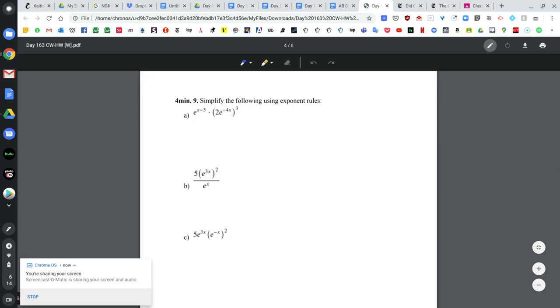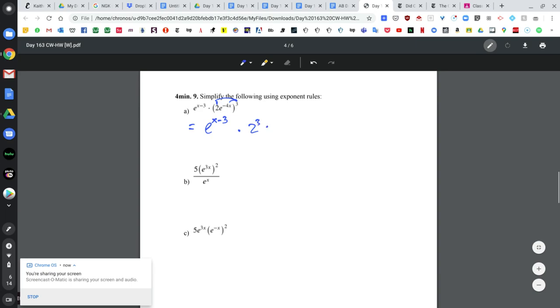So if you remember, the first thing you should do is make sure the exponents are visible, correct? So should we write this as 2 to the power of 1, right? And we're going to distribute the 3. Is that clear? So that becomes e to the power of x minus 3, which stays the same. 1 times 3 is 3, so that's 2 cubed. Now careful, what's negative 4x times 3?